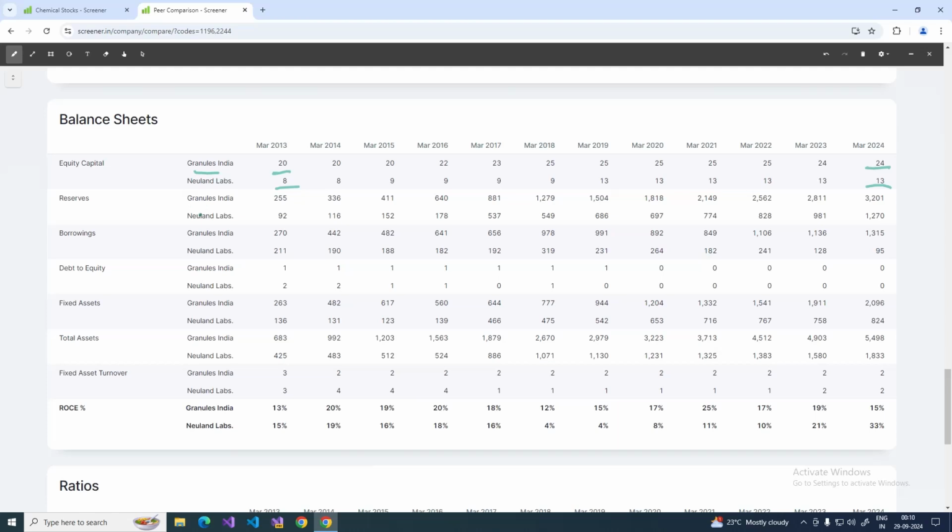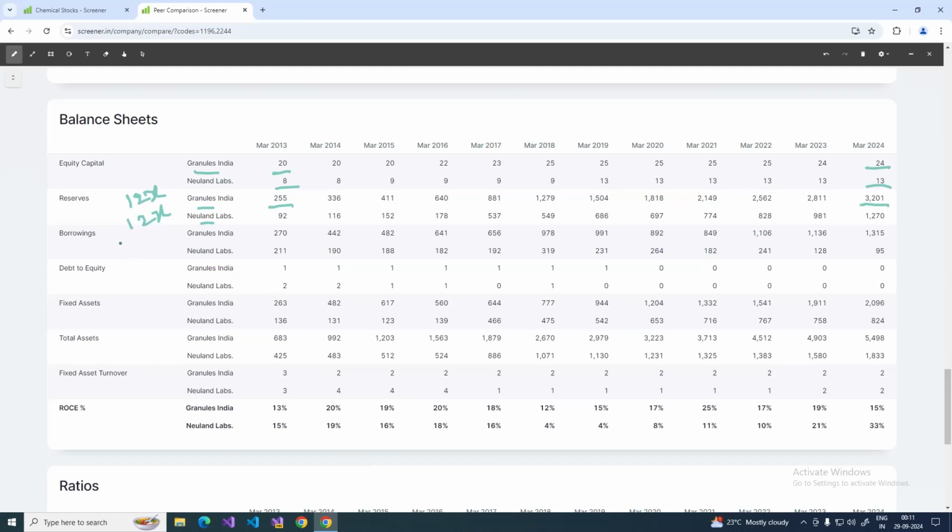Then reserves. For Granules, they increased from 255 crores to 3201 crores. So approximately 12 times increase for Granules. For Neuland's, 92 crores to 1270. That means here also 12 times. For both Granules India and Neuland Laboratories, reserves increased 12 times.